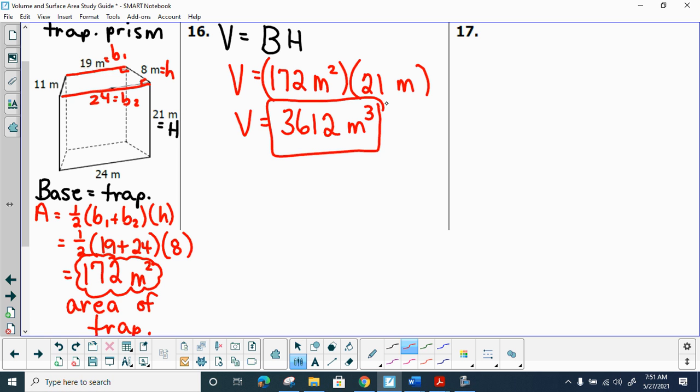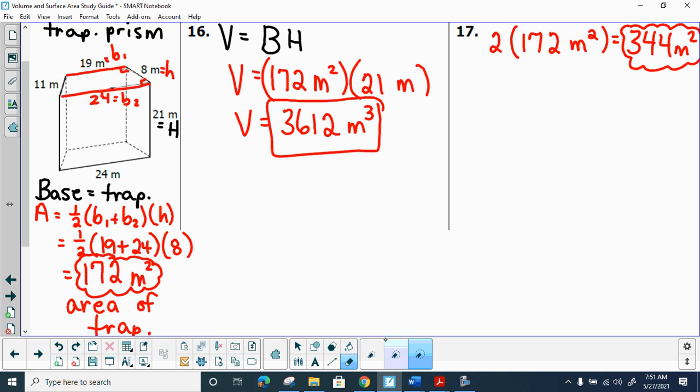Now for the surface area of our trapezoid, we have 2 of the trapezoids. So we already knew the area of the trapezoid. We just need to multiply it by 2. Get 344 square meters for the 2 trapezoids. Kind of bubble that so I can find it later. Now, let me do a little erasing on my picture so that I can find the rectangles on the sides of this trapezoid prism. So, let's see.